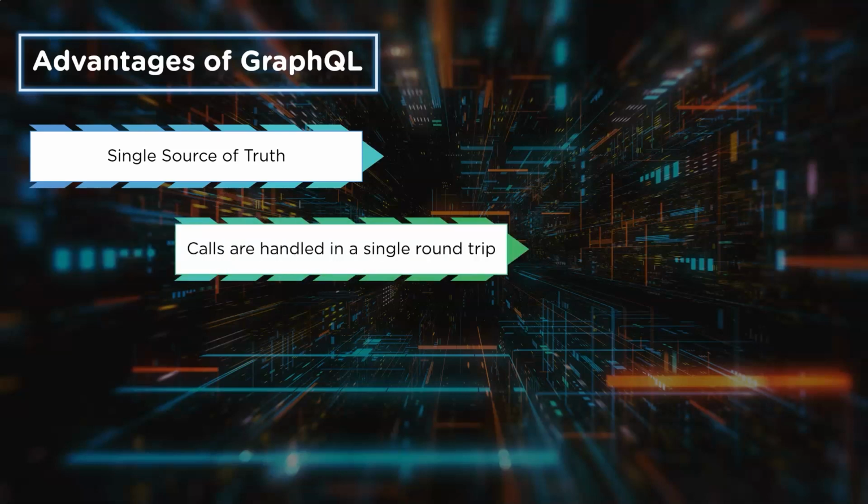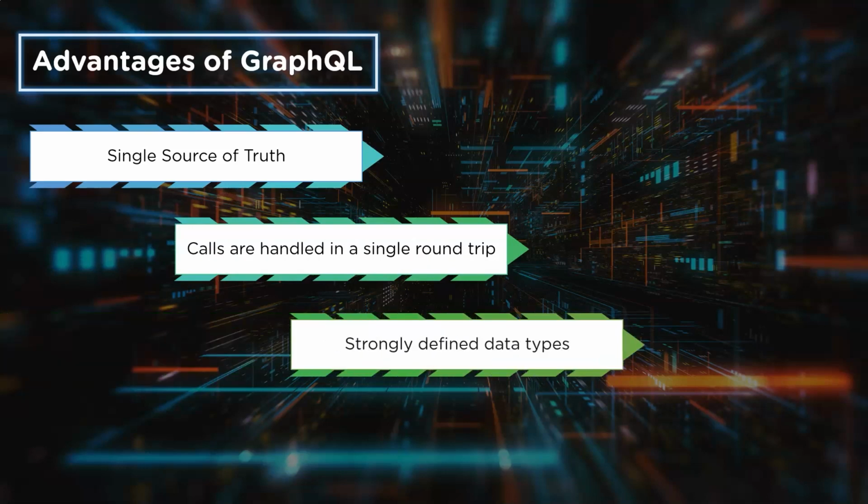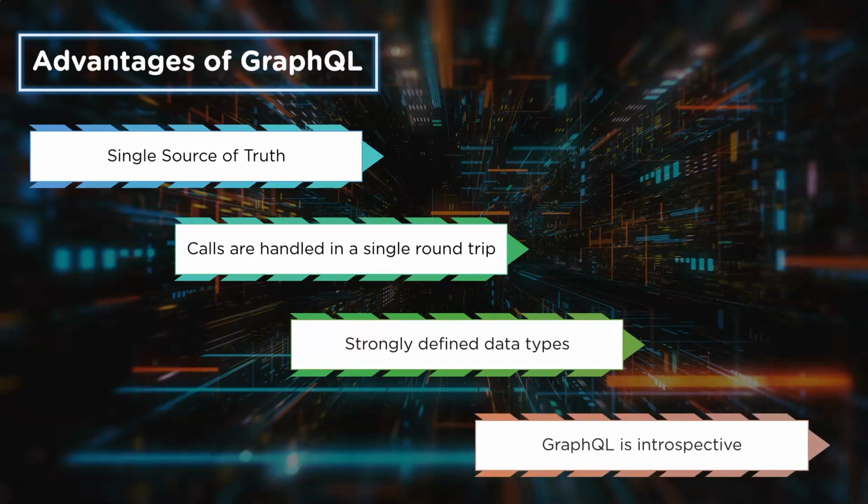GraphQL calls are handled in a single round trip. Clients get what they request with no overfetching. It offers strongly defined data types that reduce miscommunication between the client and the server. And lastly, GraphQL is introspective. A client can request a list of data types available. This is ideal for auto-generating documentation.